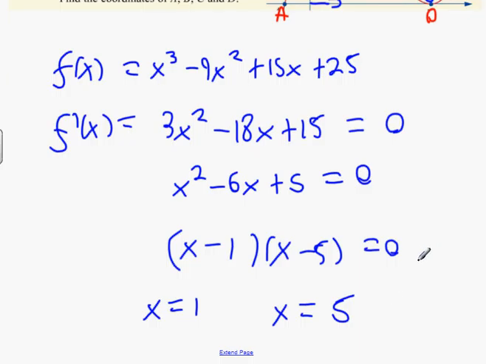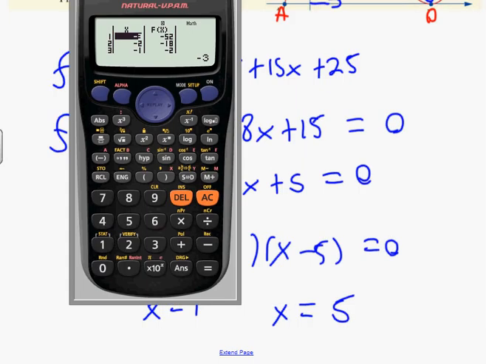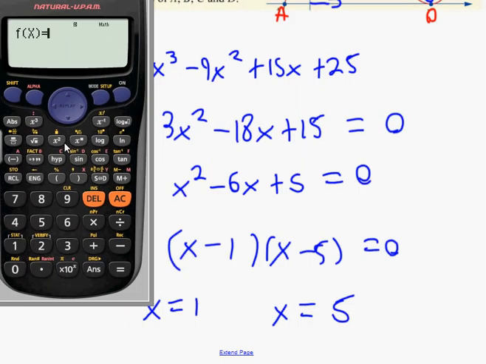Now, the really easy way to accumulate a lot of information about this graph is like this. Go to your calculator now, put in x cubed minus 9x squared plus 15x plus 25. Now, it is 22, you're right. Thank you. Plus 25. Now look what happens here.